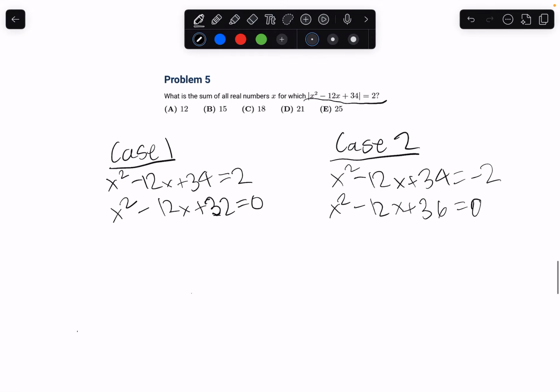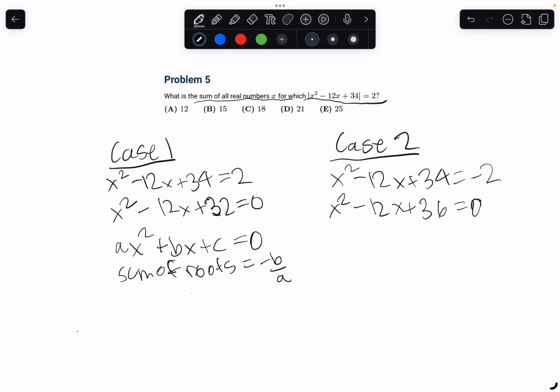Now, we can see that it wants us to find the sum of all real numbers x. So here, instead of factoring, which is tedious, we can simply use Vieta's formula. If you don't know, Vieta's formula states that if you have a quadratic in the form ax squared plus bx plus c is equal to 0, then the sum of roots of this quadratic is equal to negative b over a.